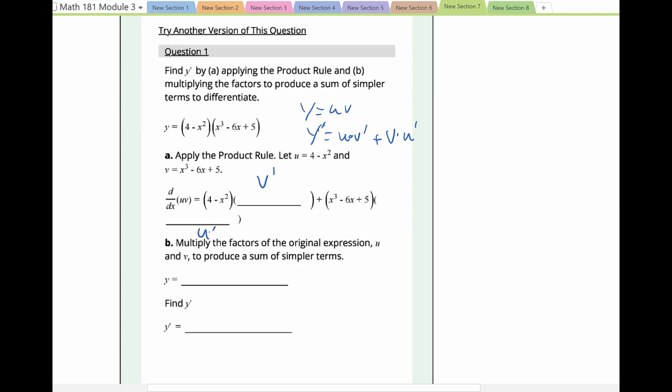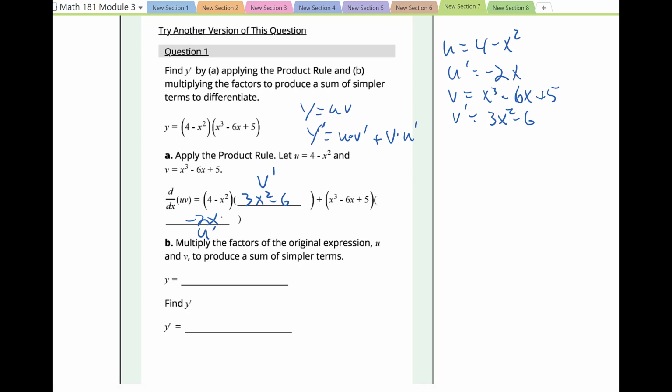So if my u happens to be 4 minus x squared as they defined it, u prime would be negative 2x. And if my v happens to be x cubed minus 6x plus 5, the v prime would be 3x squared minus 6. So this becomes a 3x squared minus 6. Down here, the u prime becomes a minus 2x. And at this point, you would distribute each of these to come up with our final y prime.